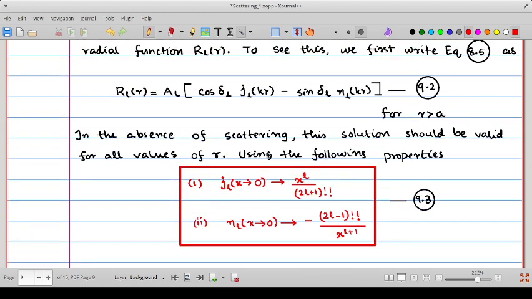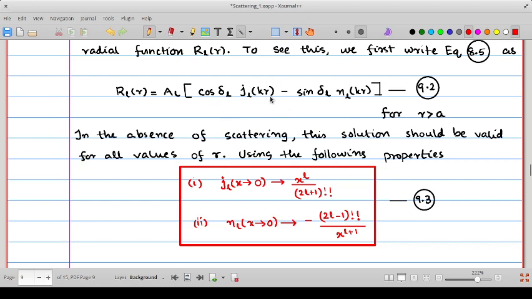In the absence of scattering, that is when V(r) is equal to 0, this solution should be valid for all values of r, because equation 9.2 is a solution of the radial part of the wave function in a region where V(r) can be neglected, but we cannot neglect l(l+1)/r². Now if the scatterer was not there, V(r) would be 0 everywhere for all values of r, and therefore this solution should be valid for all values of r, even when r tends to 0. So that means kr tends to 0.